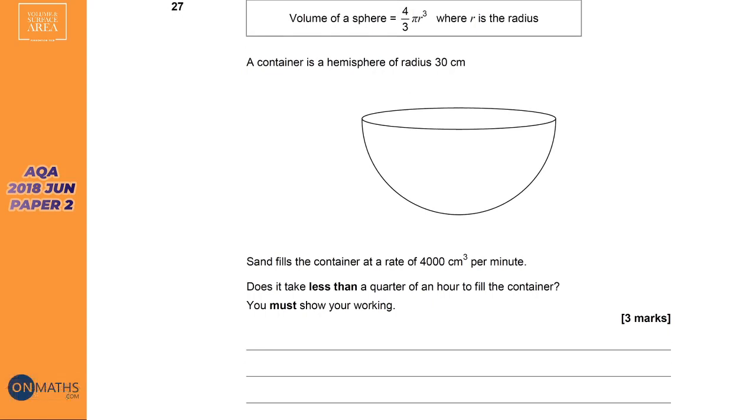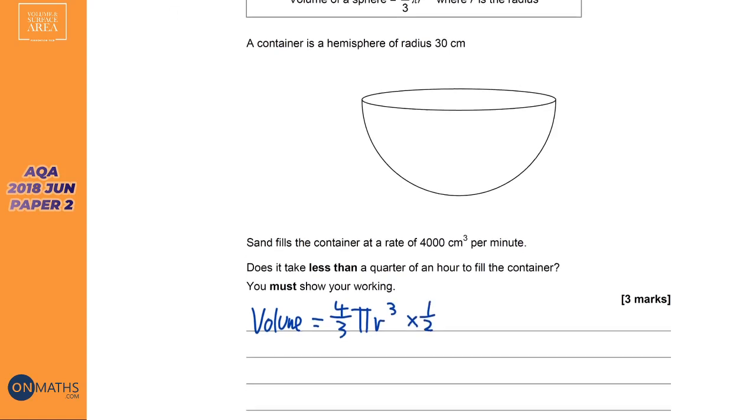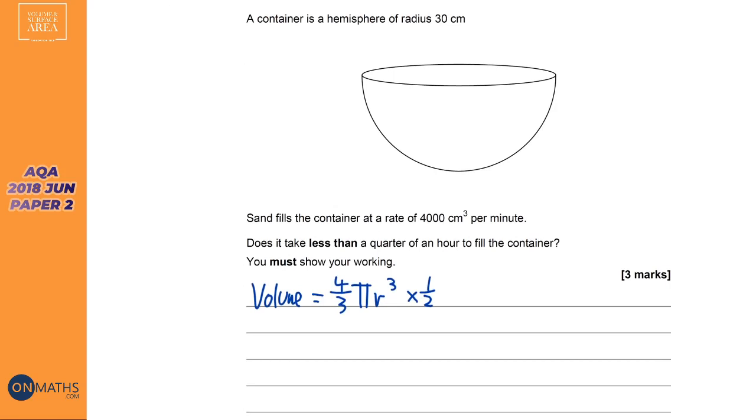Okay, so to work out the volume, we find out the volume of the full sphere, which is given to us in the equation, but we need to halve it because it's half a sphere. Okay, we're told that the radius is 30, so we're going to put that into the equation.